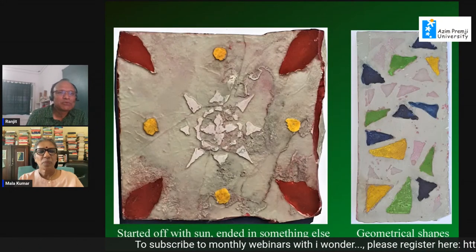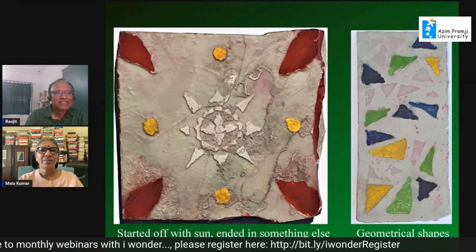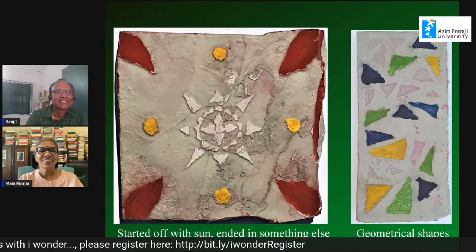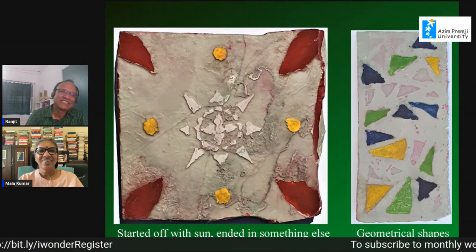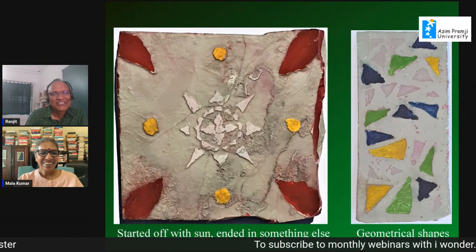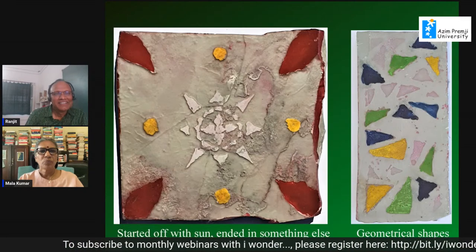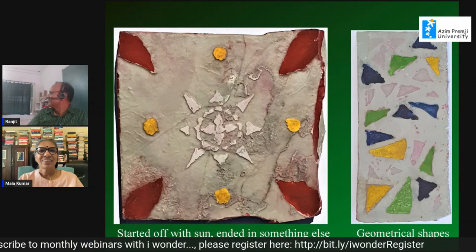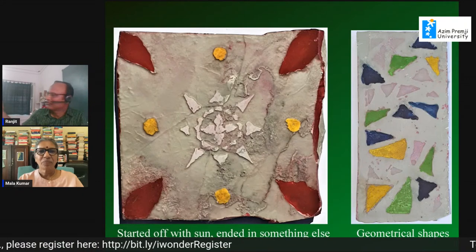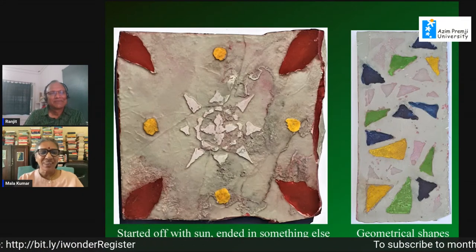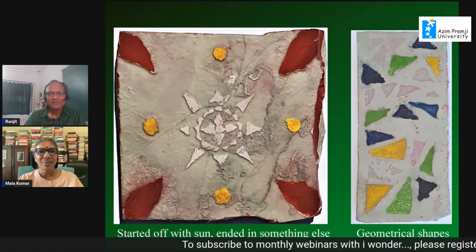And this was supposed to be a solar system at the beginning of the drawing. But it morphed into some sort of sun and some flower petals. I don't know what to call it. On the right, you can see some geometric patterns. These are some of them. And if you'd like me to show, I think these are much better than the actual pieces. These are really beautiful. Lovely.